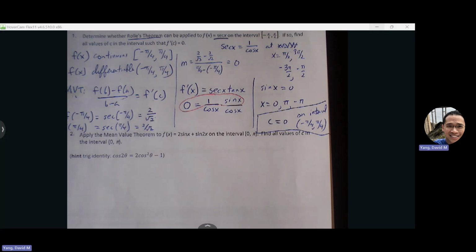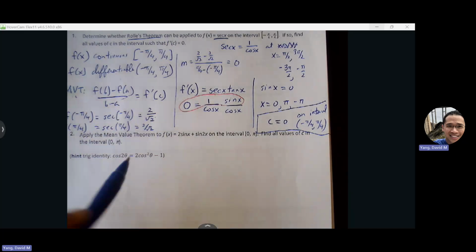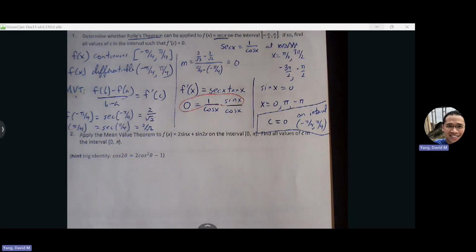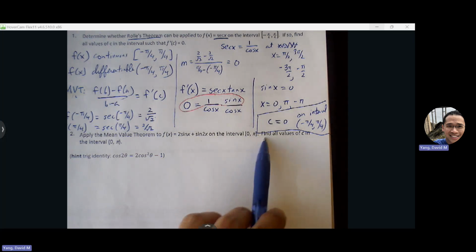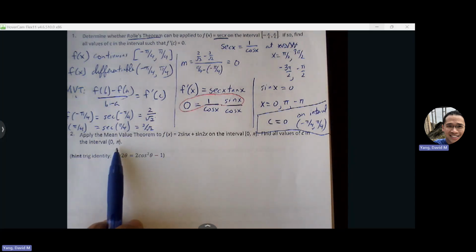Okay, let's do another mean value theorem. Well, this is mean value theorem. The previous is Rolle's theorem, but they're essentially the same. But let's do another mean value theorem problem. Our function is 2 sine of x plus sine of 2x. Find all the values of c on the interval from 0 to pi.